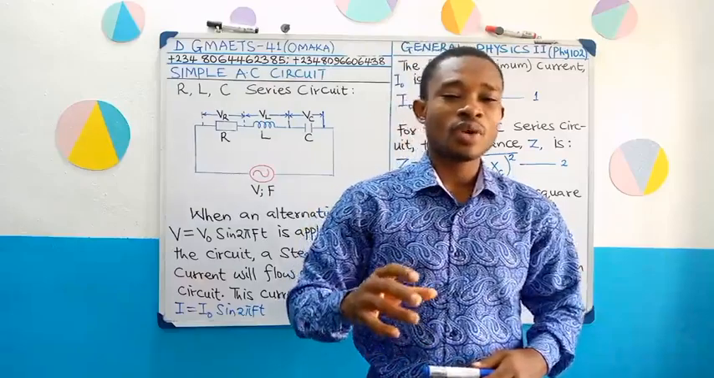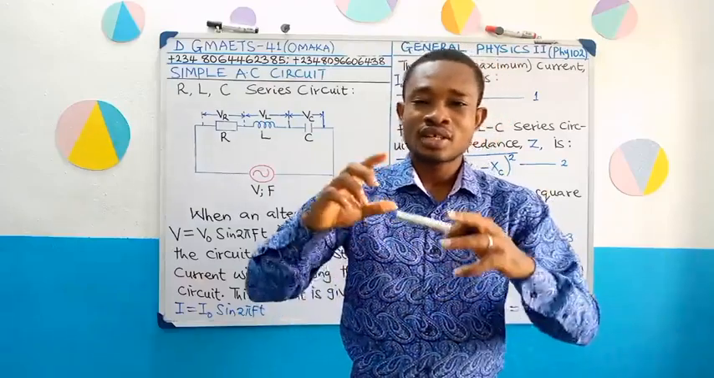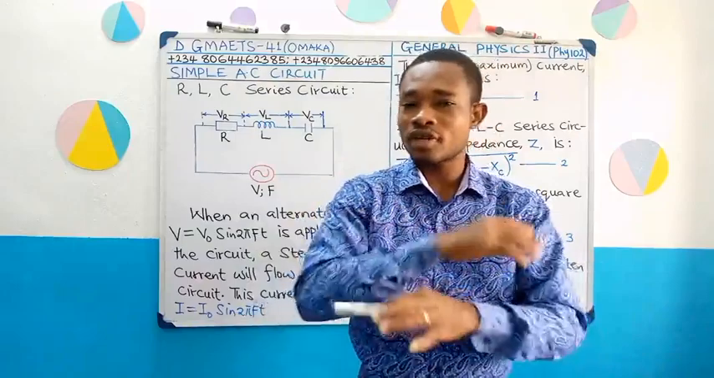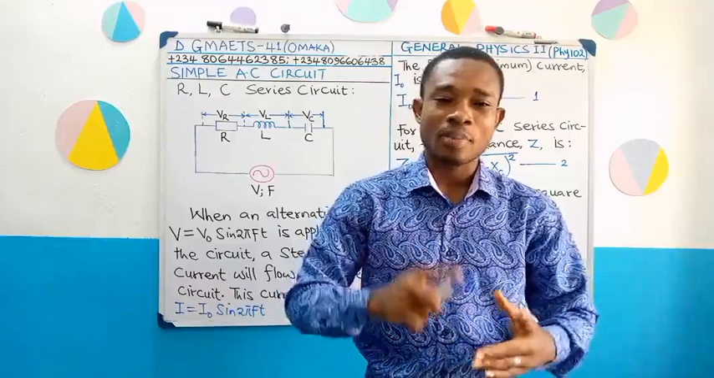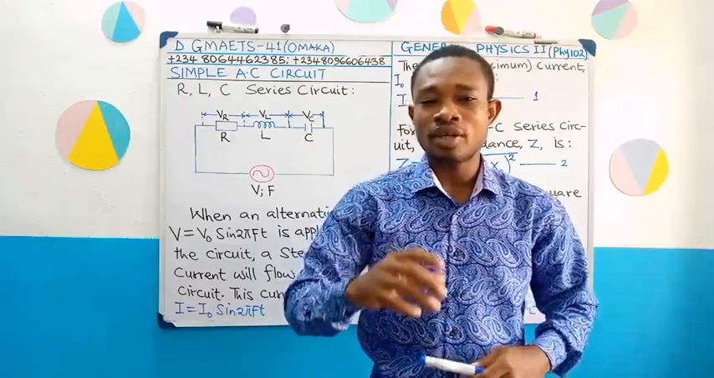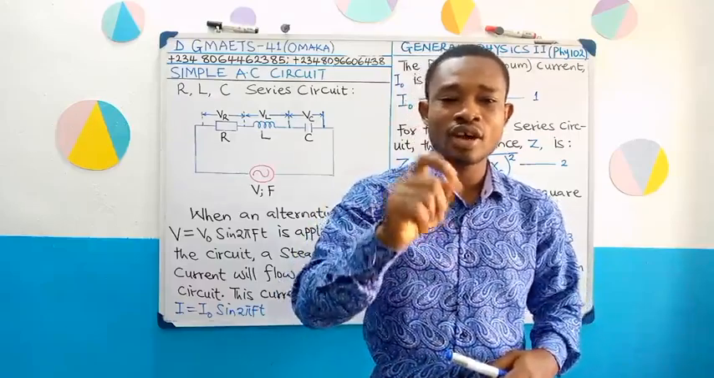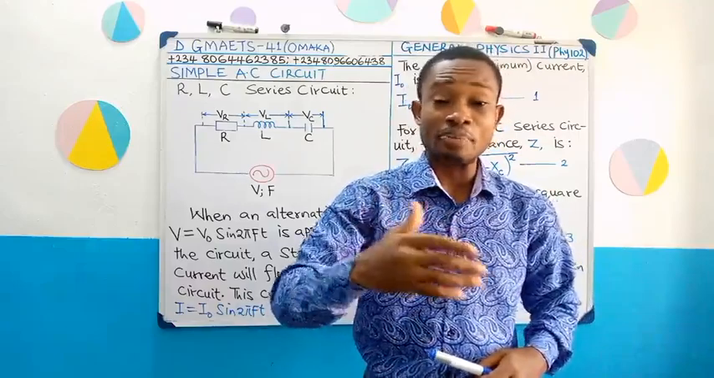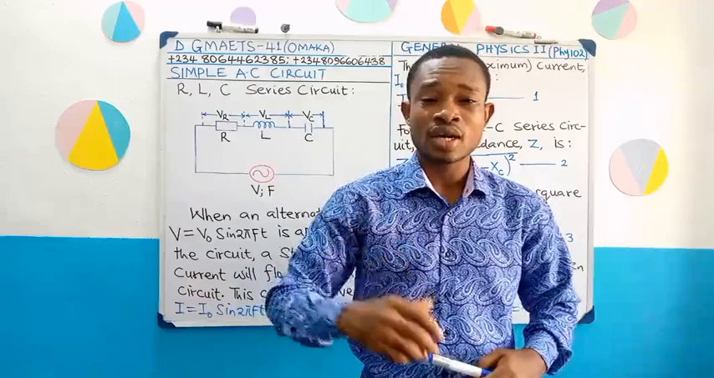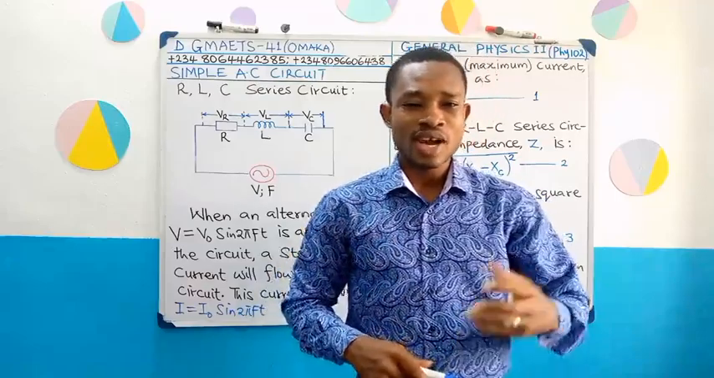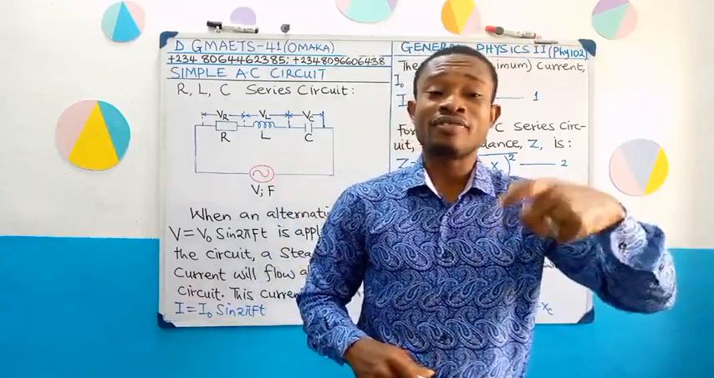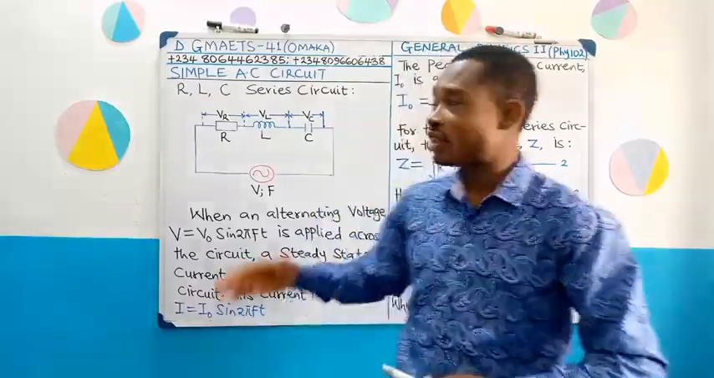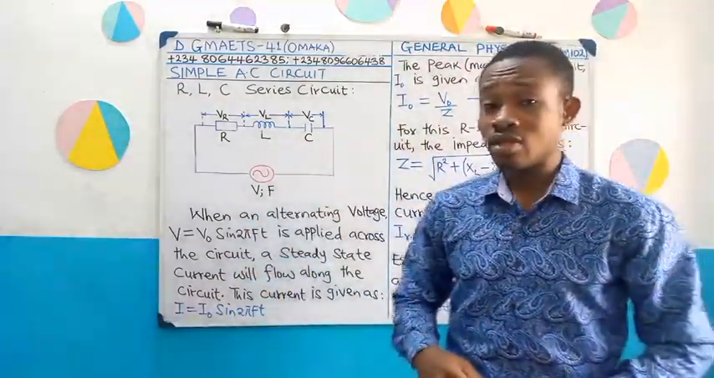So today we want to consider a circuit that contains all three elements. Is that okay? Resistor, inductor, and what? Capacitor. Our aim shall be to determine the current in the circuit. There are the peak current, the root mean square current, and of course the reactance, which is the opposition to the flow of current offered by these three elements that we have in this AC circuit.